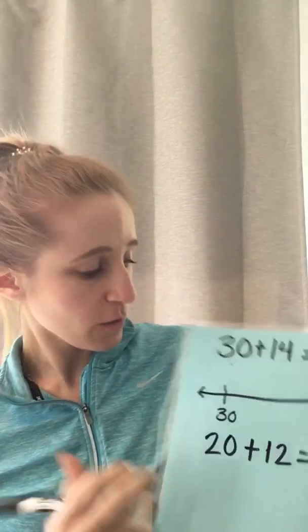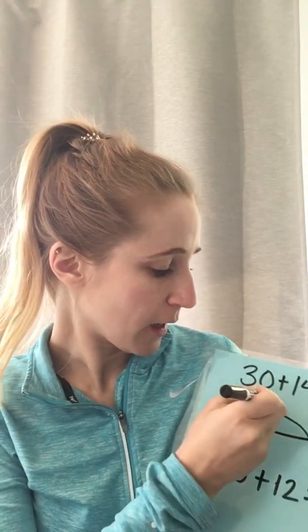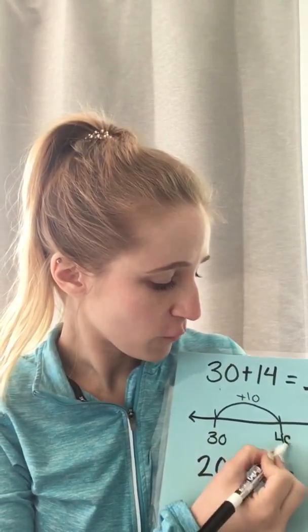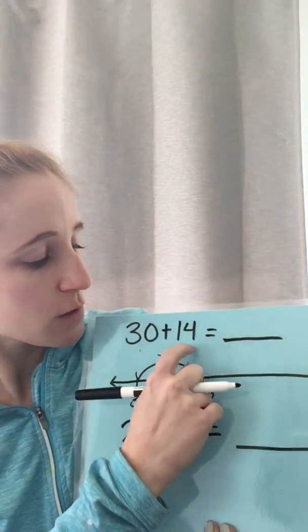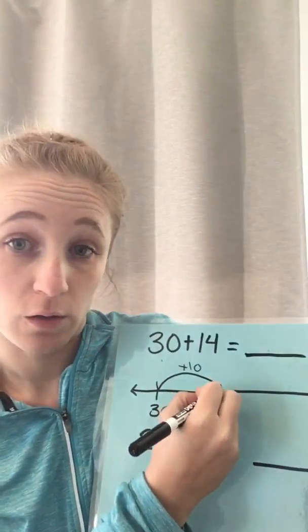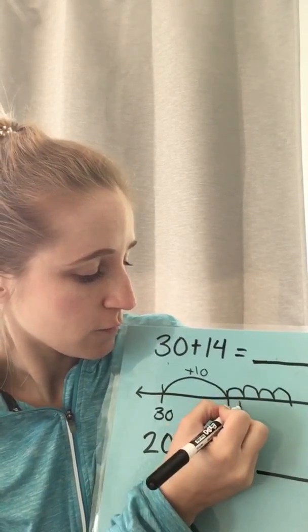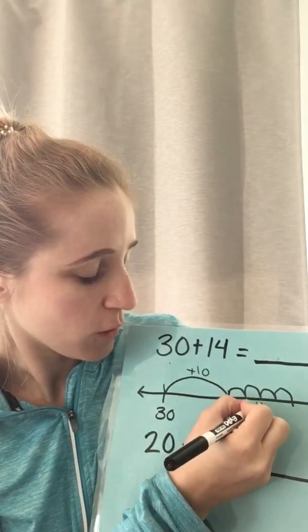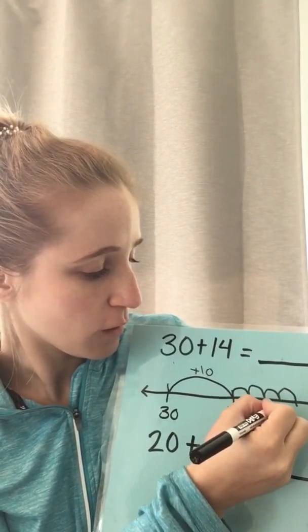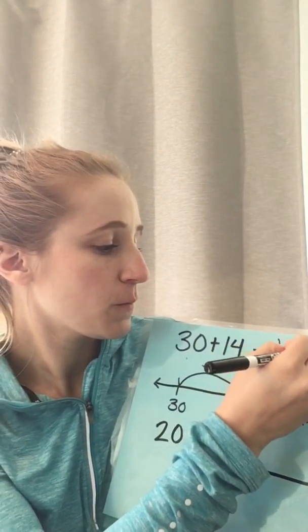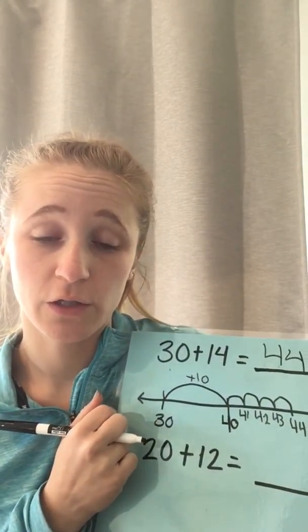So if I'm at 30 and I add on 10, we already know that means I'm going to be at 40. Okay, so I've added on my 10. My next job is to add on my 4 ones. So I'm going to do 4 little hops. 1, 2, 3, 4. So that's 41, 42, 43, and 44. And that tells me that the answer to this problem is going to be 44. Okay, that's one way you can do this kind of addition problem.